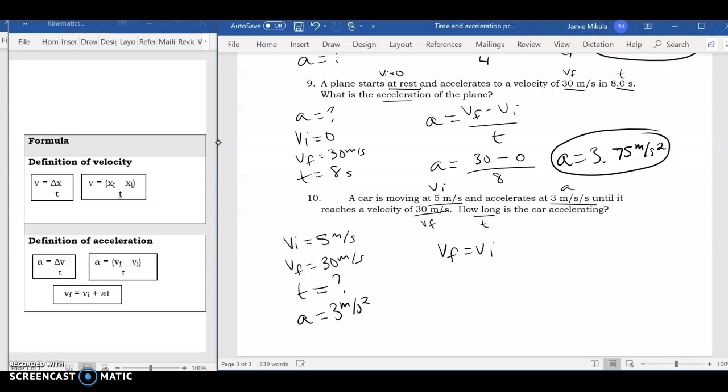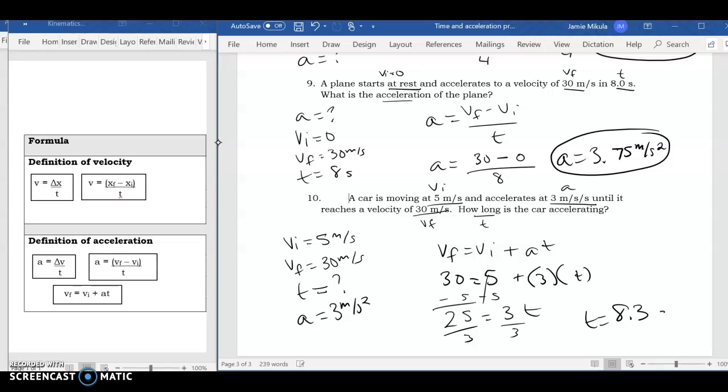VF equals VI plus AT. VF is 30. VI is 5 plus 3 times T. Subtract 5 first to get 25 equals 3T and divide by 3. 25 divided by 3 is 8.3. There's your answers.